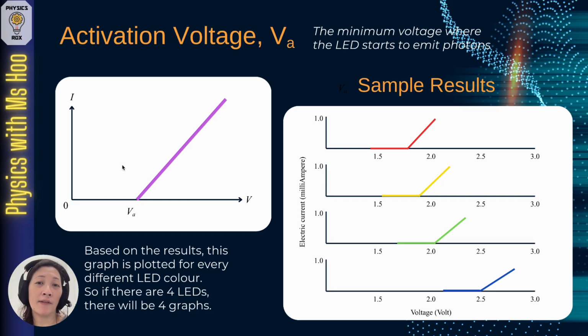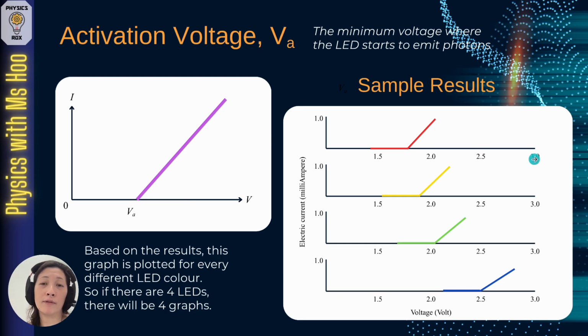Now, regardless of whichever LED is used, the shape of the graph looks like this. But different metals that produce different colors will have different values of activation voltage. So in terms of values, they will not be exactly the same, but the shape of the graphs will generally be the same. So if you were to conduct this experiment, you would normally use a range of different colors.